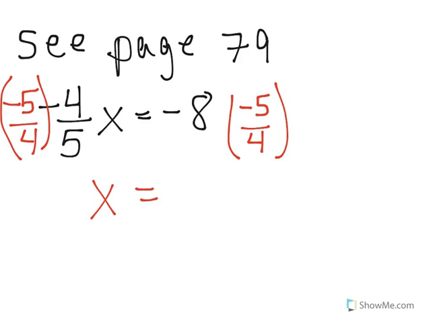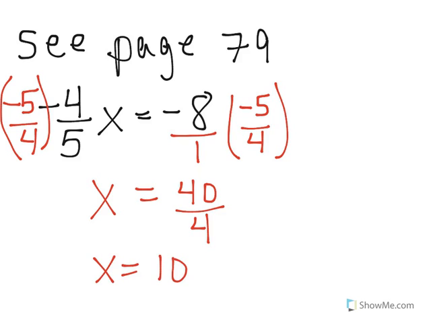On the right side of the equation, I need to put my denominator of 1 under the 8, and then I have negative 8 times negative 5, which equals positive 40, over 1 times 4, which equals 4. To simplify this fraction, I can do 40 divided by 4, which means that x equals 10.